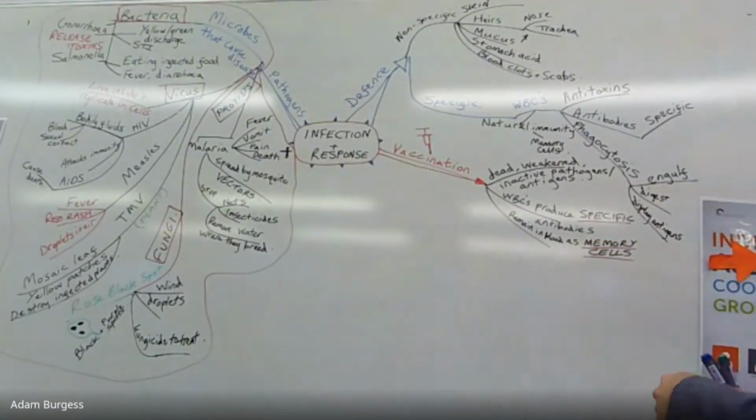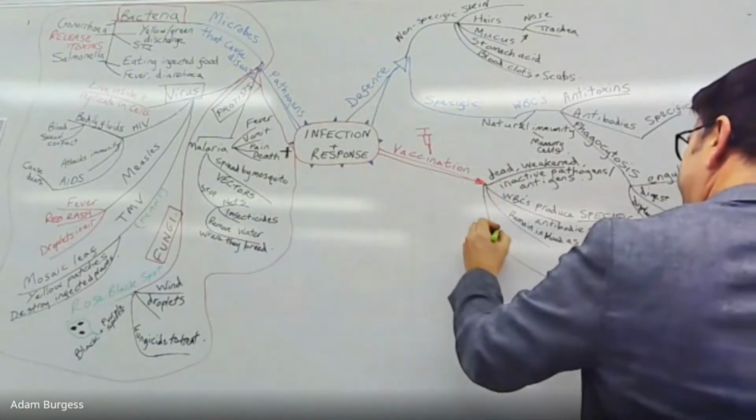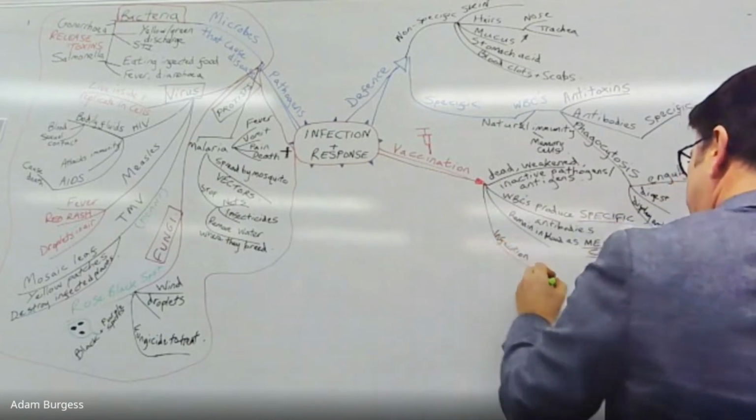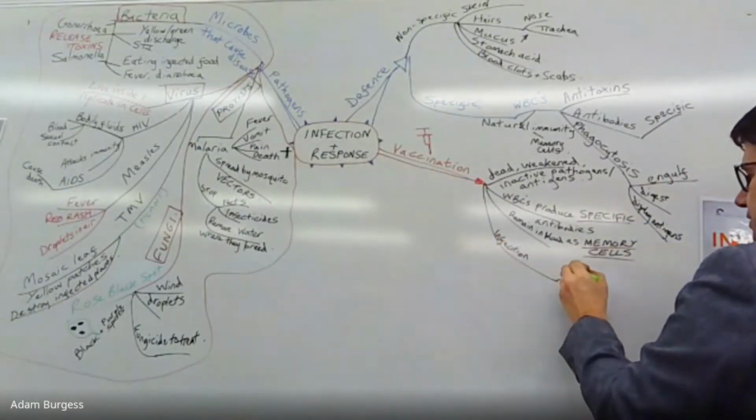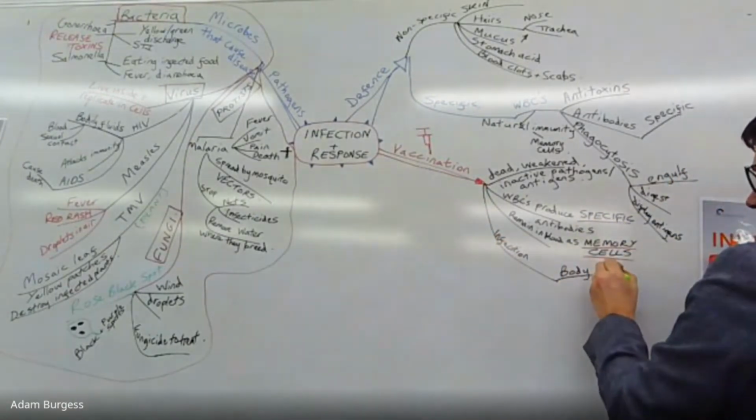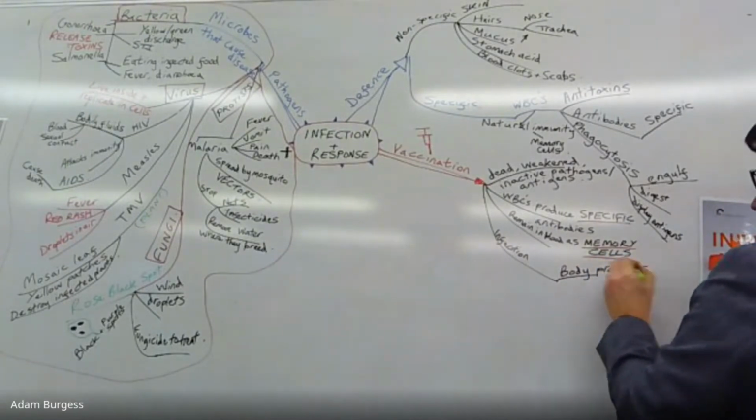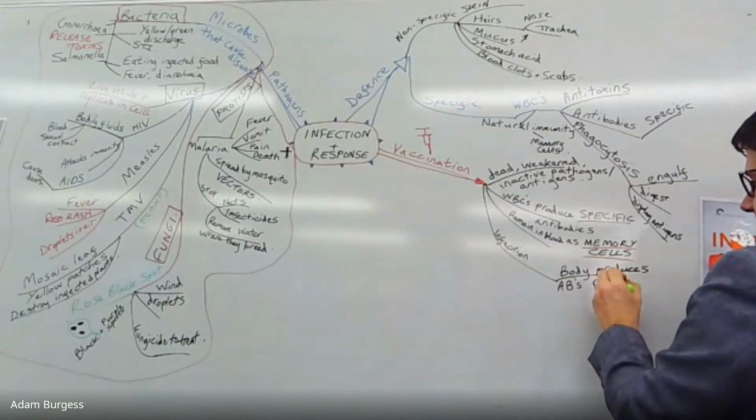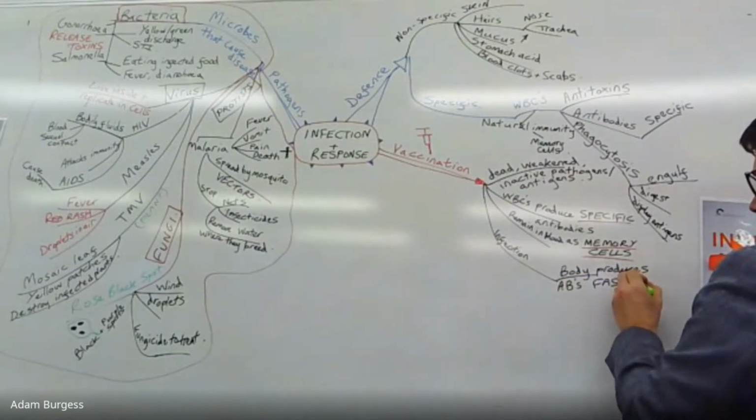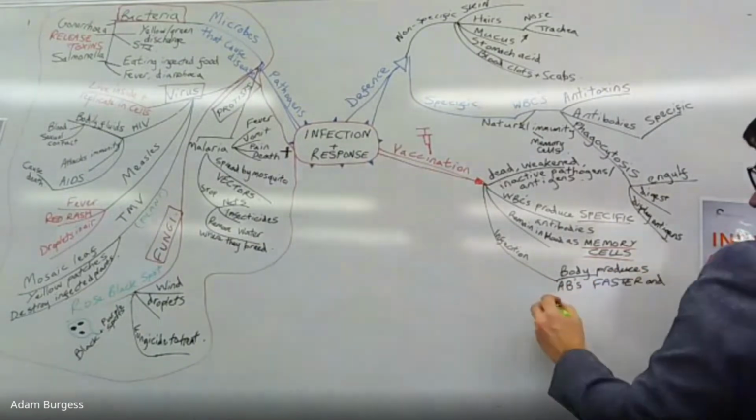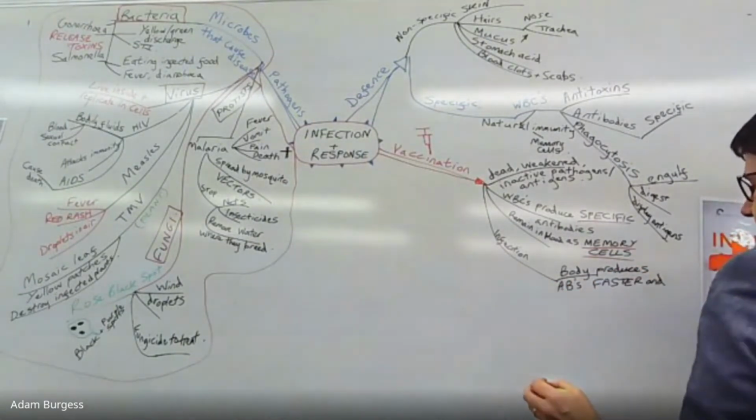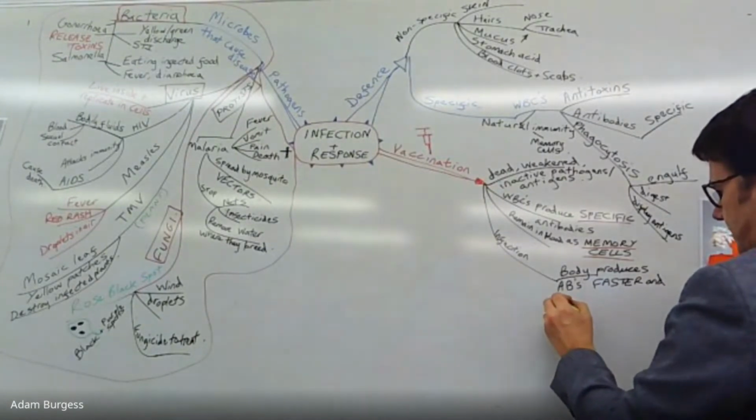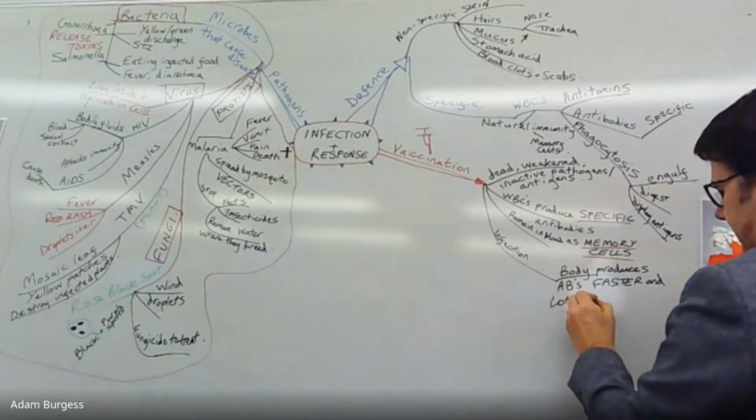So when you're infected, infection means the body reacts faster, the body produces antibodies, let's call them ABs, faster, and lots are released.